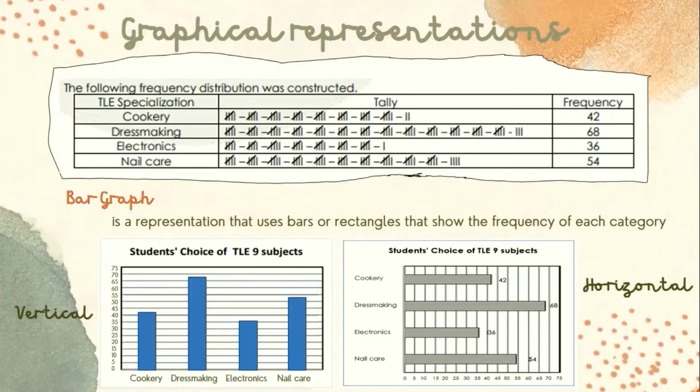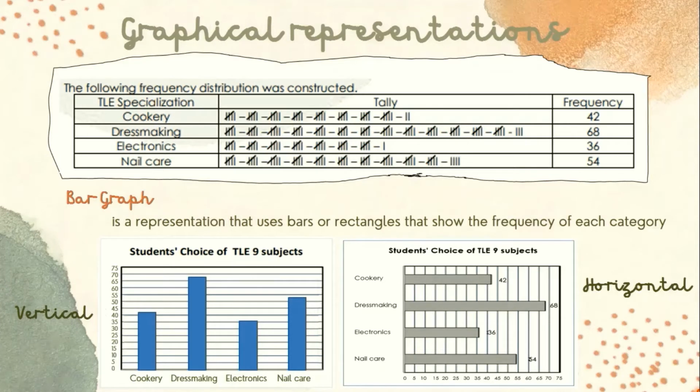Once we're done constructing our bar graph based on this frequency distribution, we can then answer some questions looking at the bar graph alone. How many students choose cookery? So in this bar graph, ito yung ating graph for the respondents na ang pinili ay cookery, which is 42. How many students chose nail care? Punta naman tayo sa nail care, hanapin natin ang nail care, at ito yung kanyang graph na nakatapat sa 54.